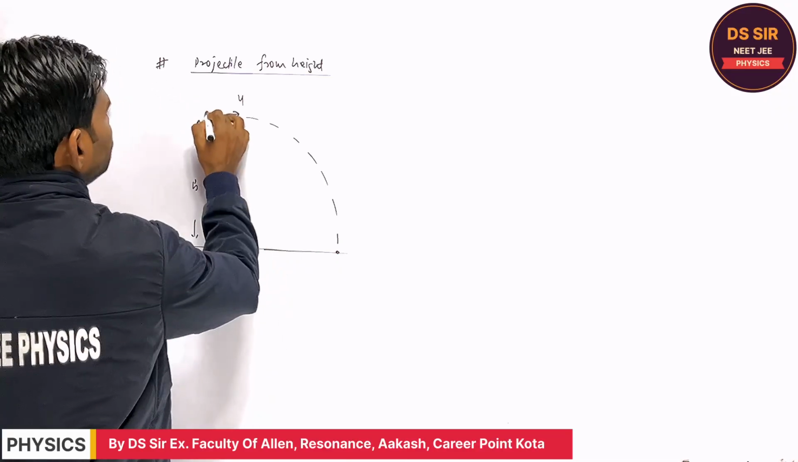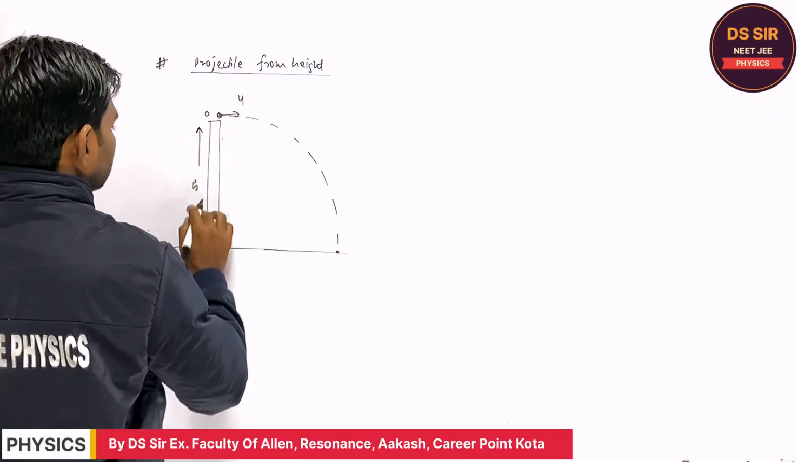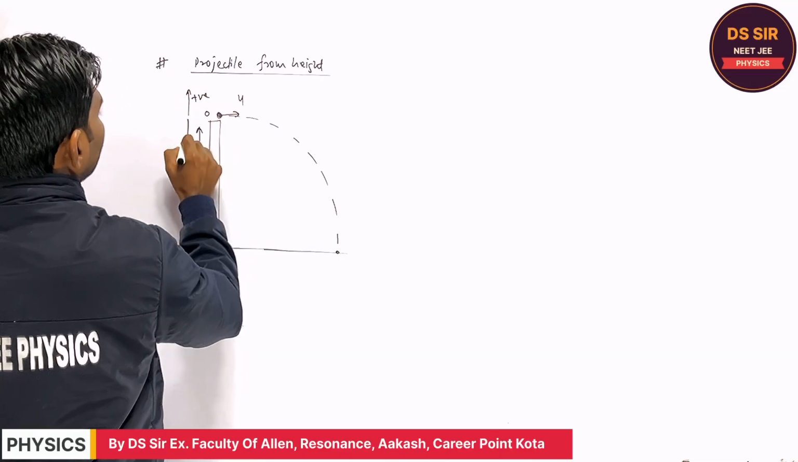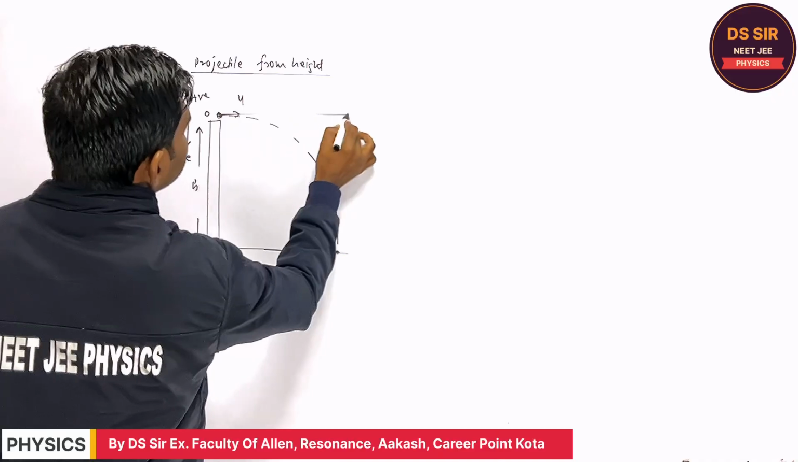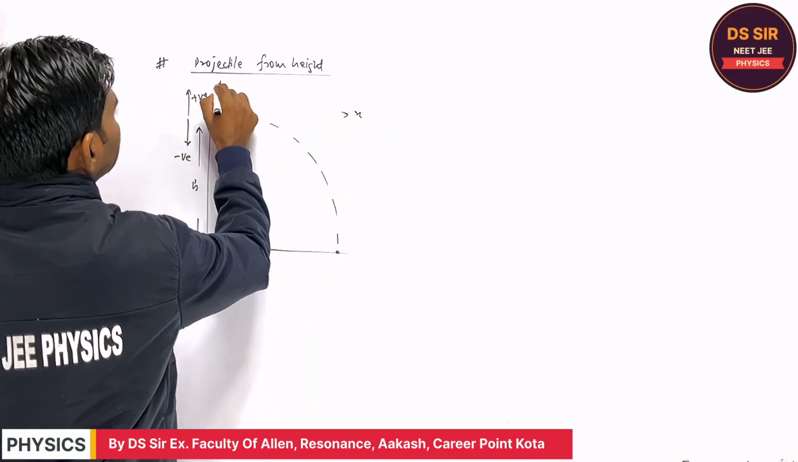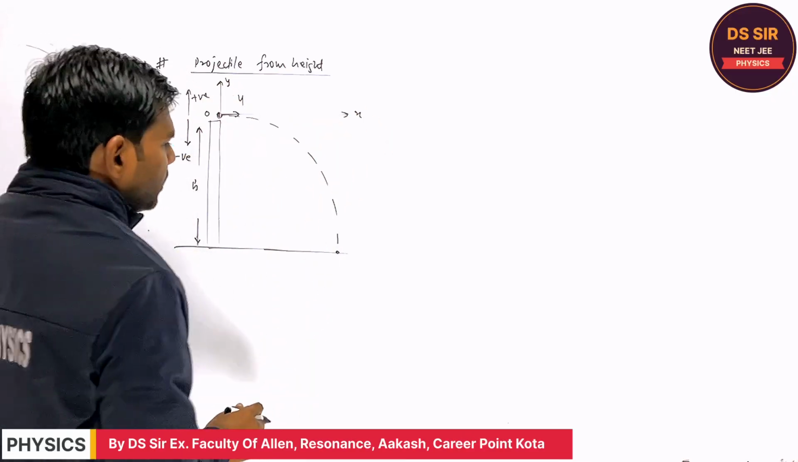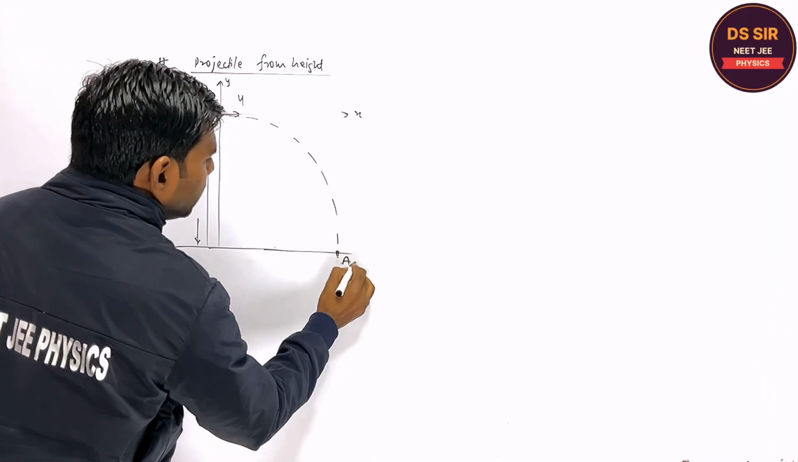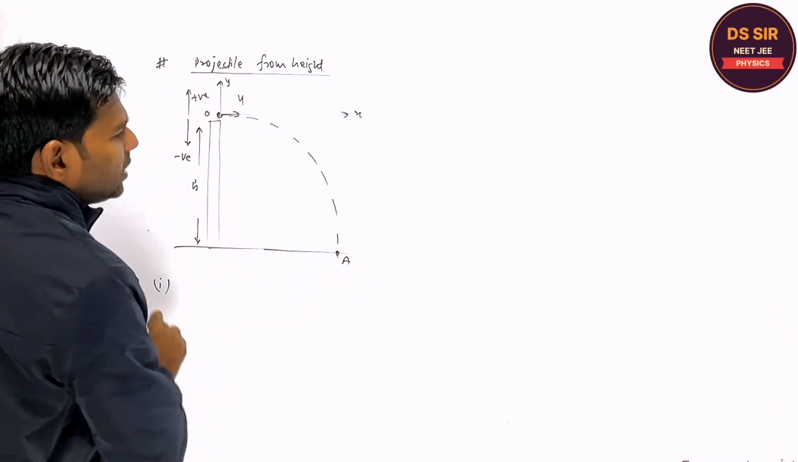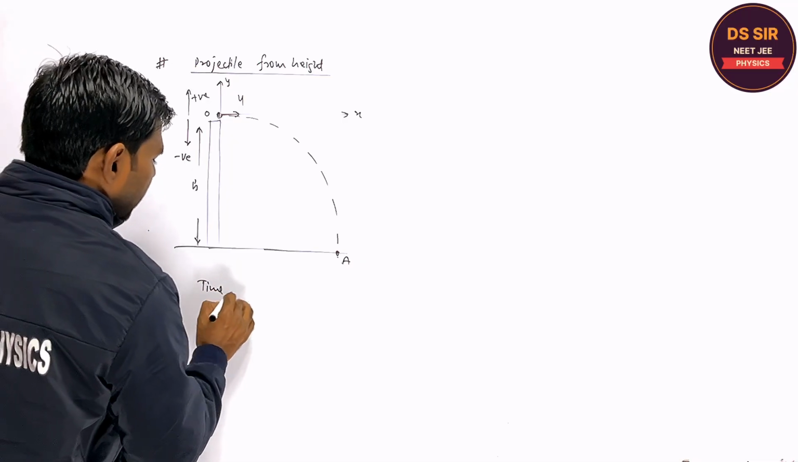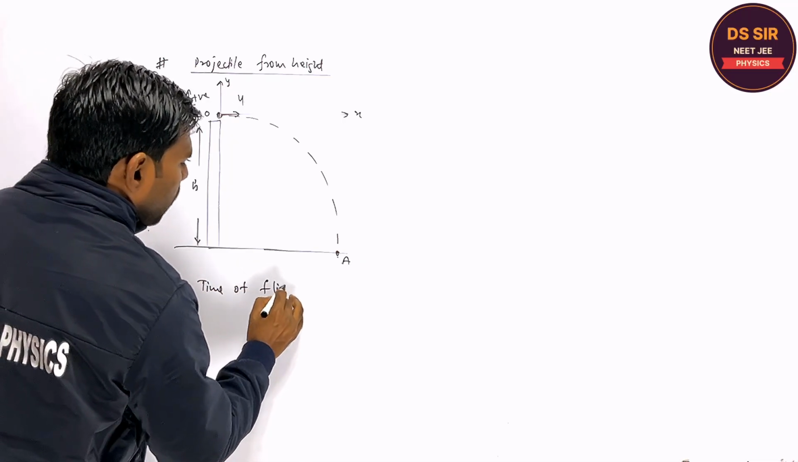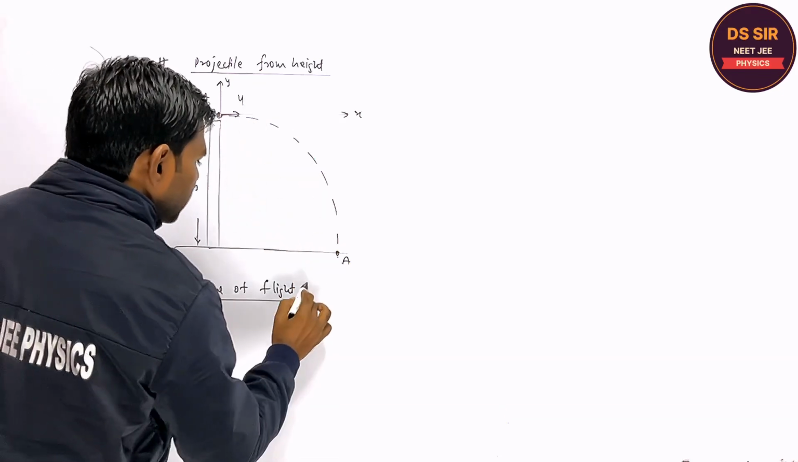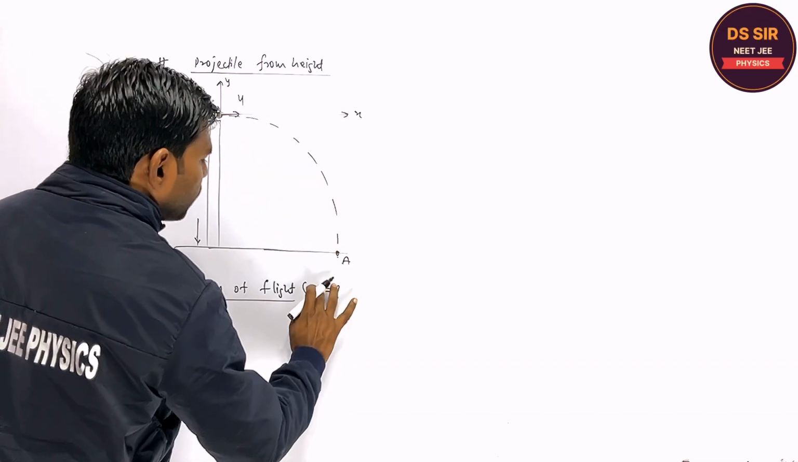Assume the point of projection to be the origin. The upward direction is positive, the downward direction is negative, and this is assumed to be the x-axis and this the y-axis. So this is the initial position, and this is the final position, suppose this is A. First you have to find the time of flight. Time of flight means how much time is taken from O to A. This is the time of flight you have to find in this case.